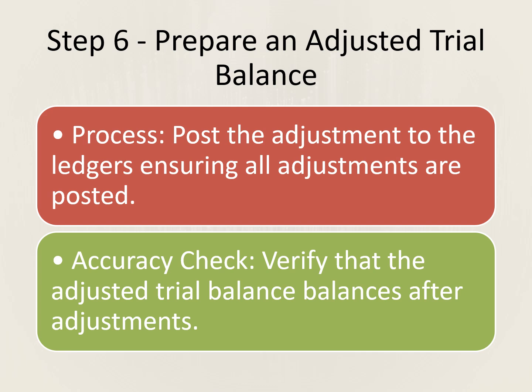We're moving on to step number 6, preparation of an adjusted trial balance. After making the necessary adjusting entries, an adjusted trial balance is prepared. This step ensures that all adjustments have been properly recorded and that total debits still equal total credits.